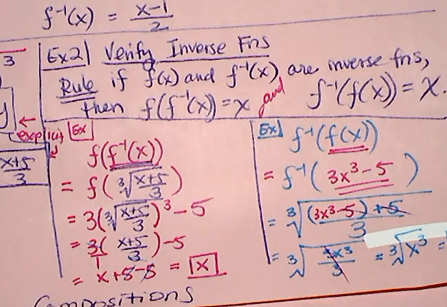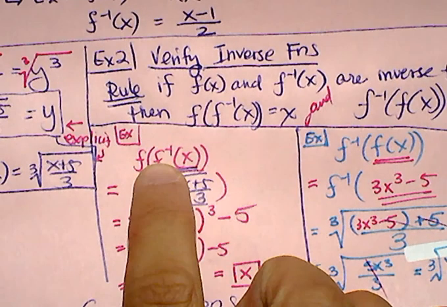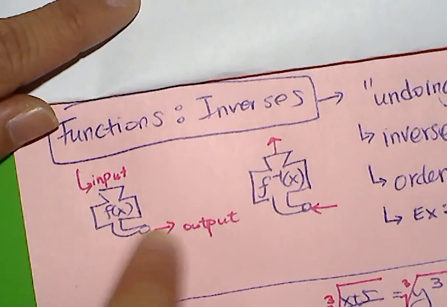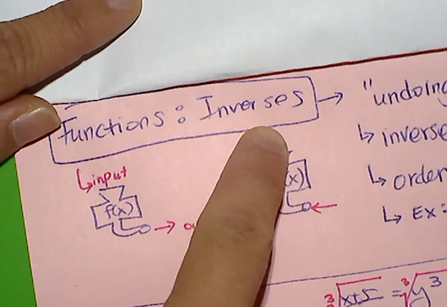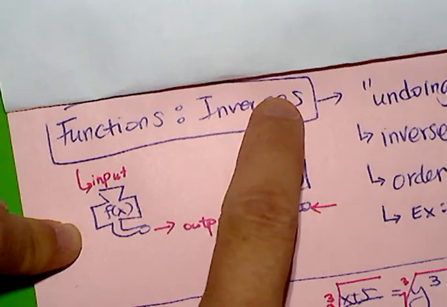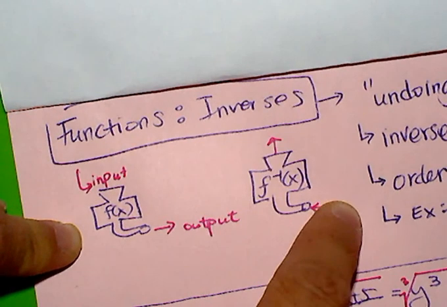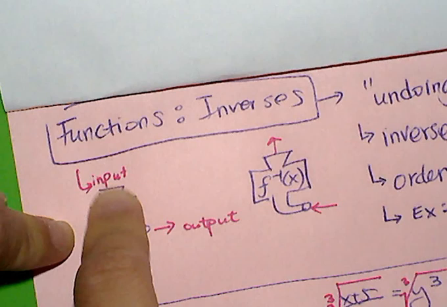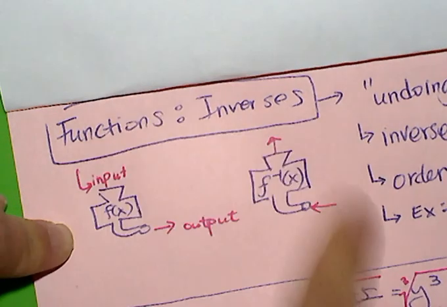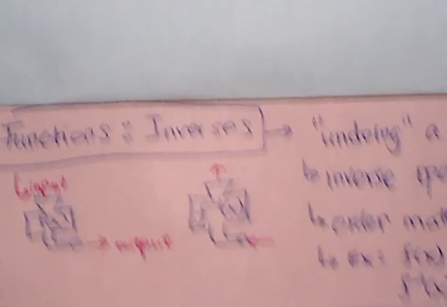Okay, so basically, if I put in something, I take the output and I put it back into the inverse, then I should get the original input. Or if I take a number and I put it into the inverse and then I put that output into the original function, then I should get my original. Okay, so it's a loop like that. You get me? Very good.